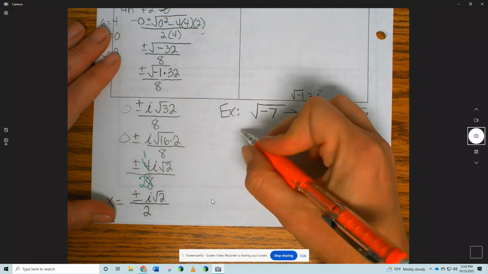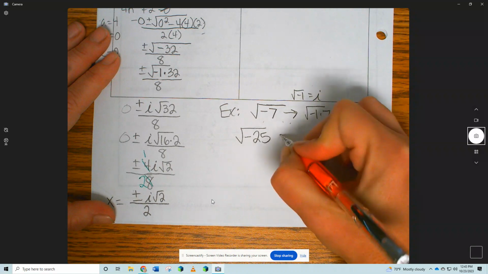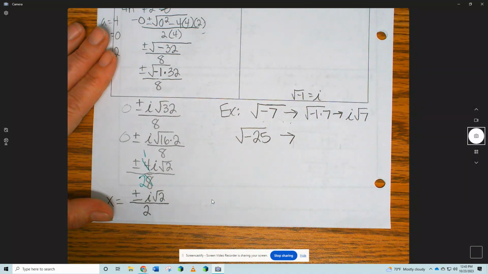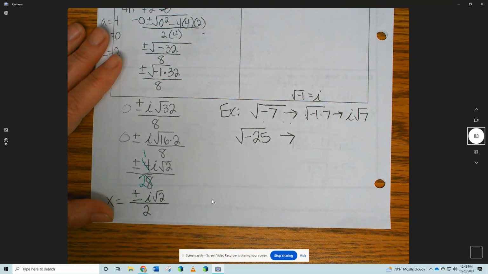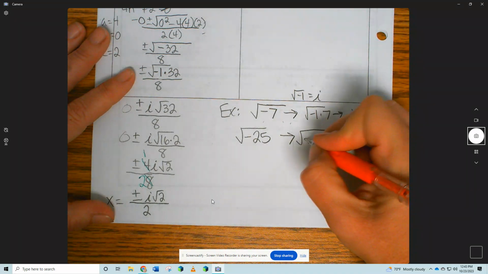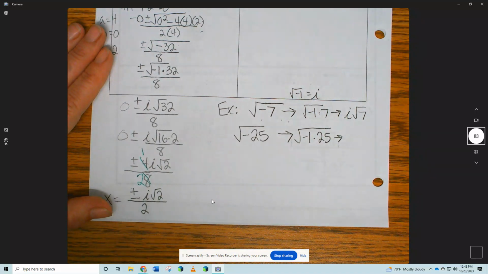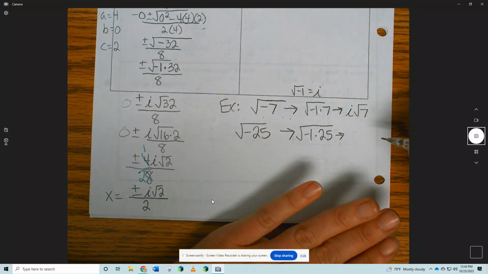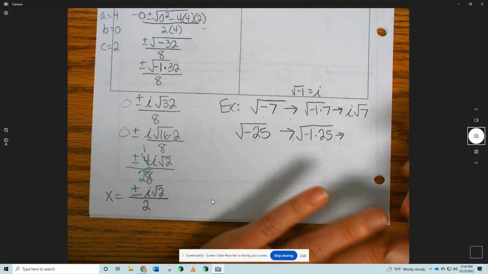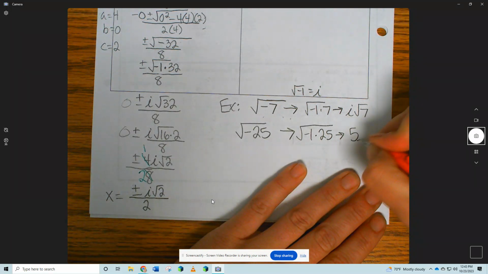I'll give you another one. Square root of negative 25. Ooh. 25 is a perfect square. Negative in front of it. This is good stuff. What's the final answer? Well, I don't have a plus minus in front. Usually I would. But it's just going to be right now 5i.